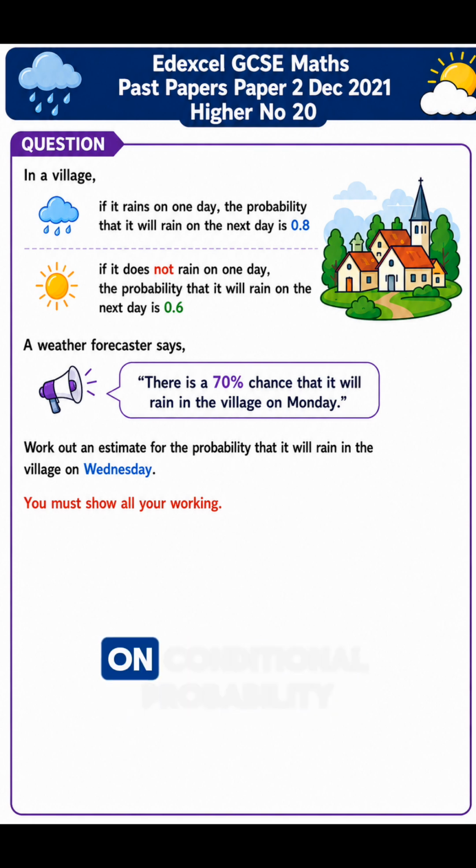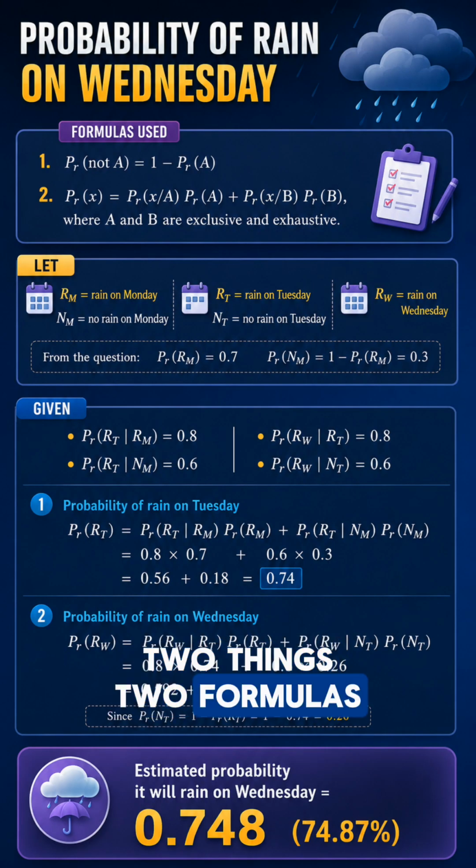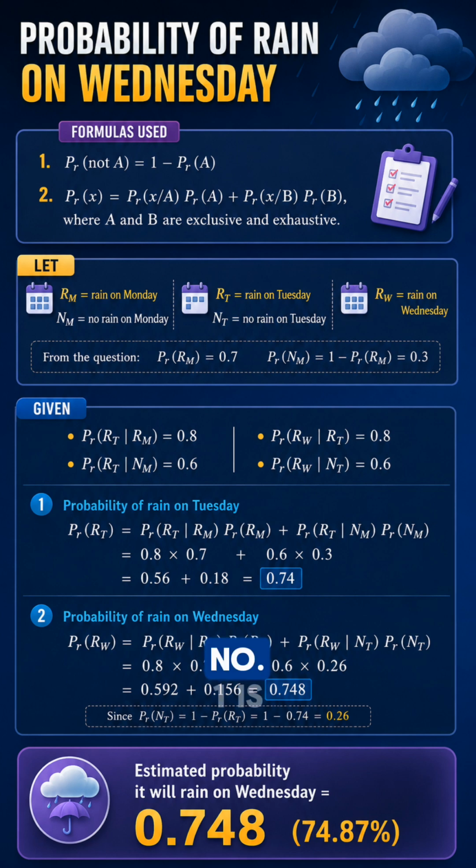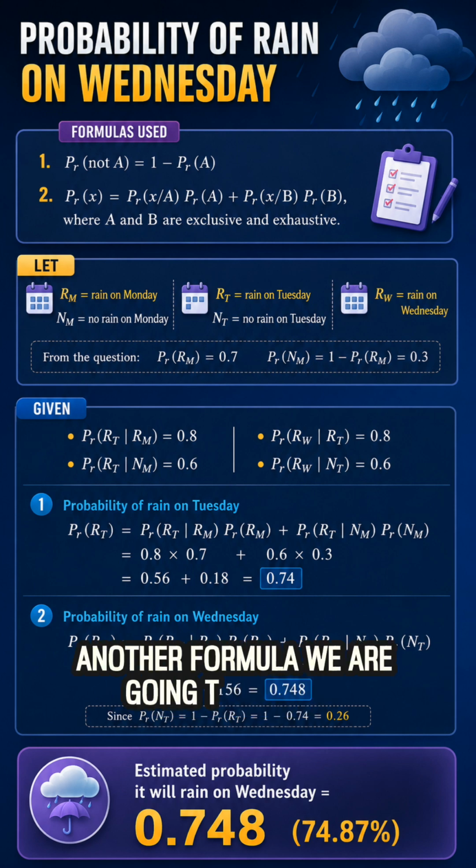So this is a question on conditional probability. Here we are going to use two formulas to solve this problem. Number one is probability of not A equal to 1 minus probability of A. A is an event, so the opposite of event A is not A. The relationship between the two is probability of not A equal to 1 minus probability of A. For example, the probability that it will not rain on Monday is equal to 1 minus the probability that it will rain on Monday.